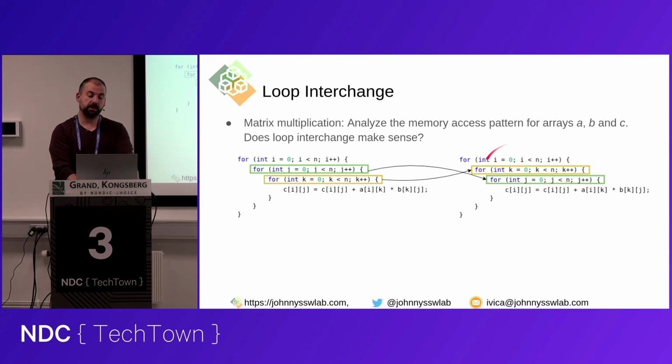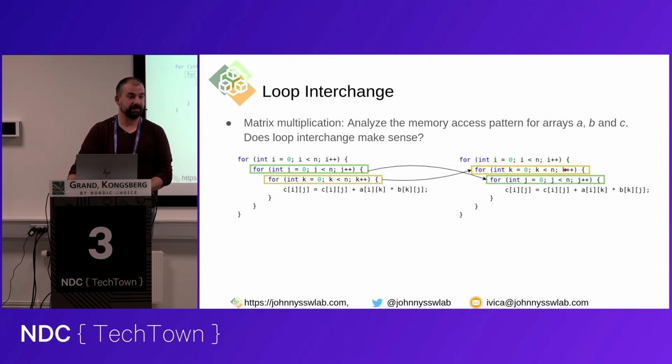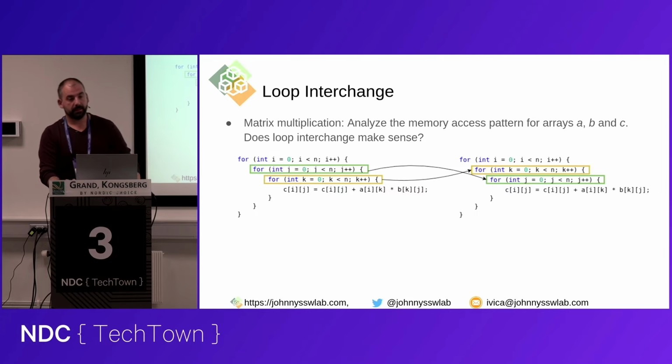If you write it like this, the compiler would probably not vectorize it. It would say a cost model error. But if you rewrite it like this, because all accesses are either constant or sequential, this will get vectorized. Okay? Yes? Can the compiler not do a loop interchange?